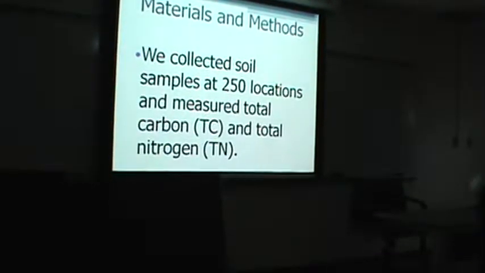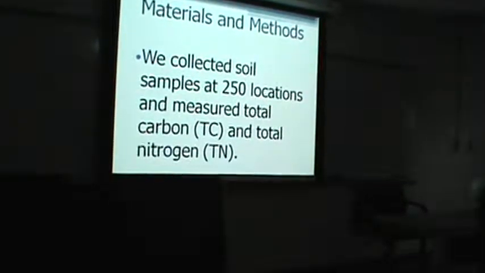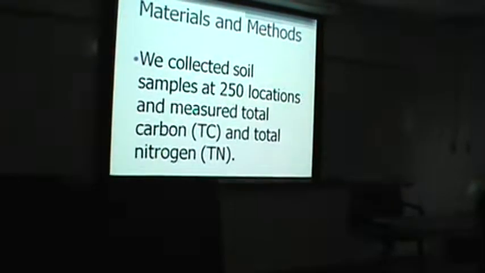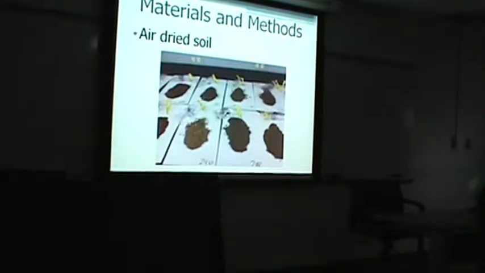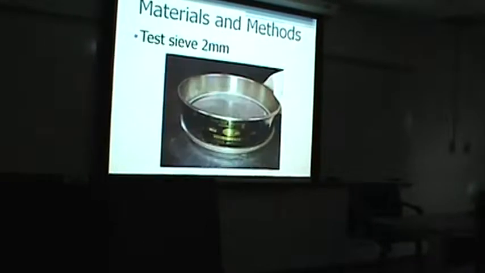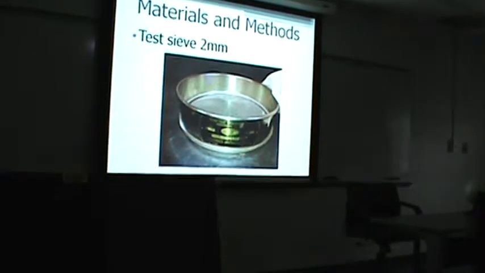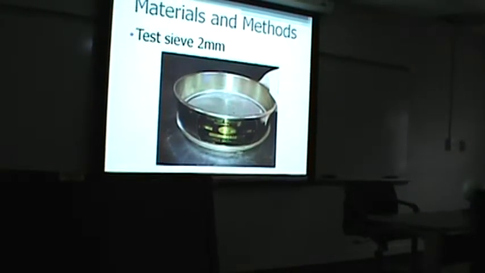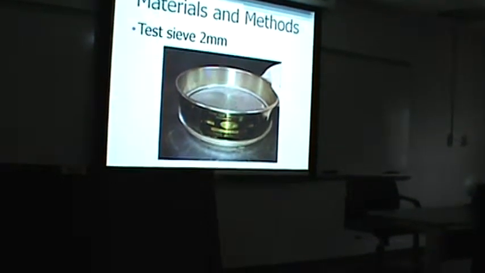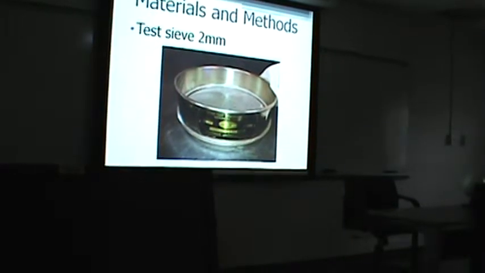We collected soil samples at 250 locations and measured total carbon and total nitrogen. We air dried the samples to measure total carbon and total nitrogen. We also tested seed. This is a seed that we use to seed the soil, which we ship to a commercial laboratory for analysis of total carbon.